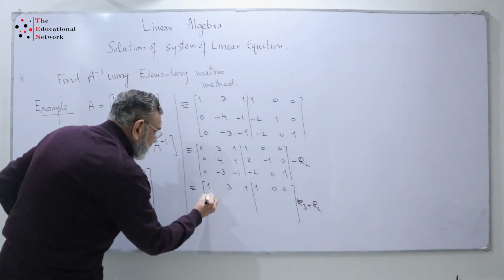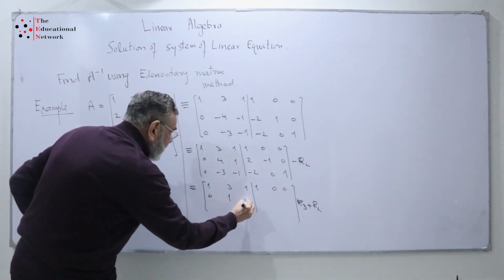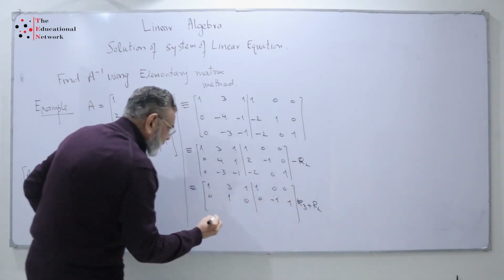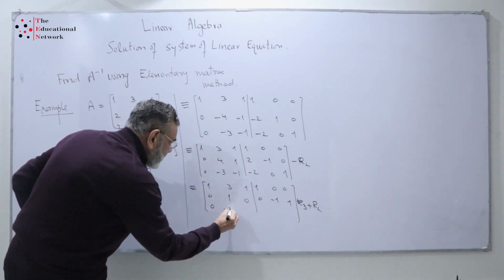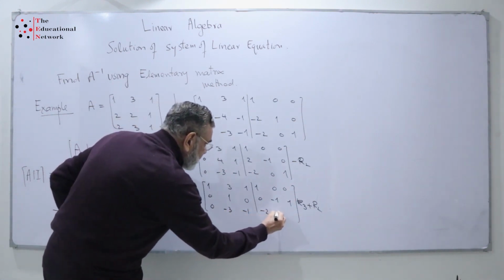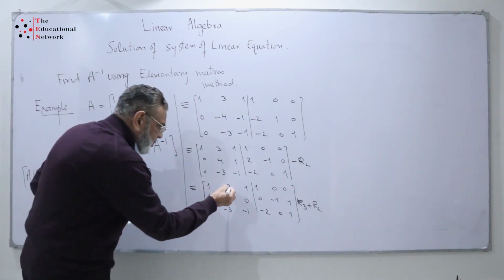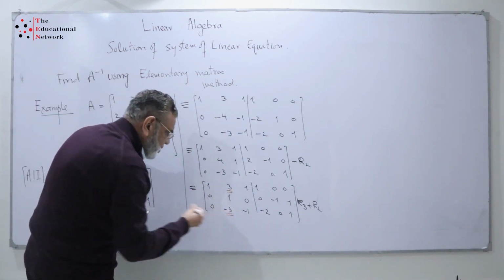So we add it, we get here 0, we get here 1, we get here 0, we get here 0, we get here minus 1, and we get here 1. Here I have 0, minus 3, minus 1, minus 2, 0, and 1. So next, I want to make this one 0 and this one 0.